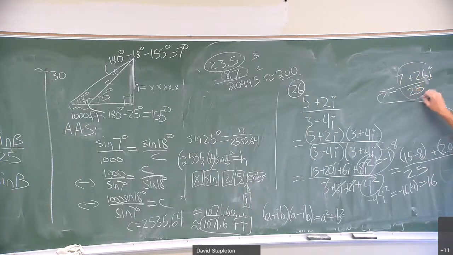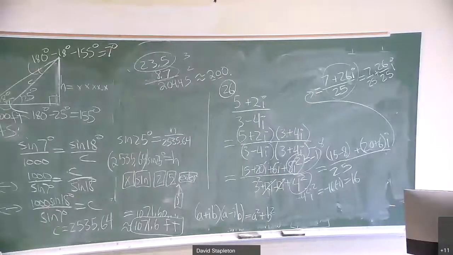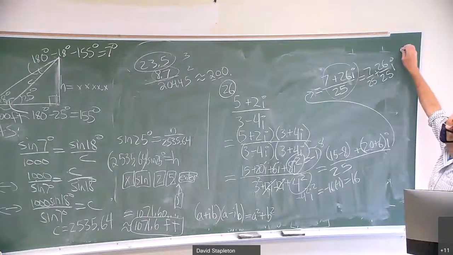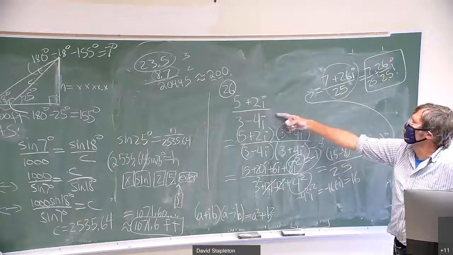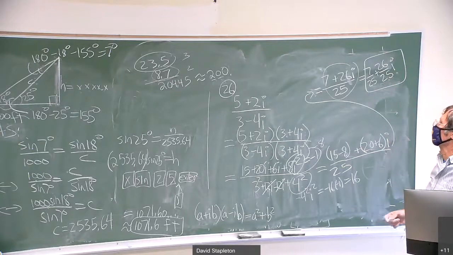I will give you full credit for this. However, what I'd really like to see, the purpose of doing this, is to put it in standard form, so it'd be better to put it as 7/25 plus 26/25 i. So here is a better answer, a plus ib, or a plus bi. The quotient of these two complex numbers is this complex number with fractions in it. Be able to do that.